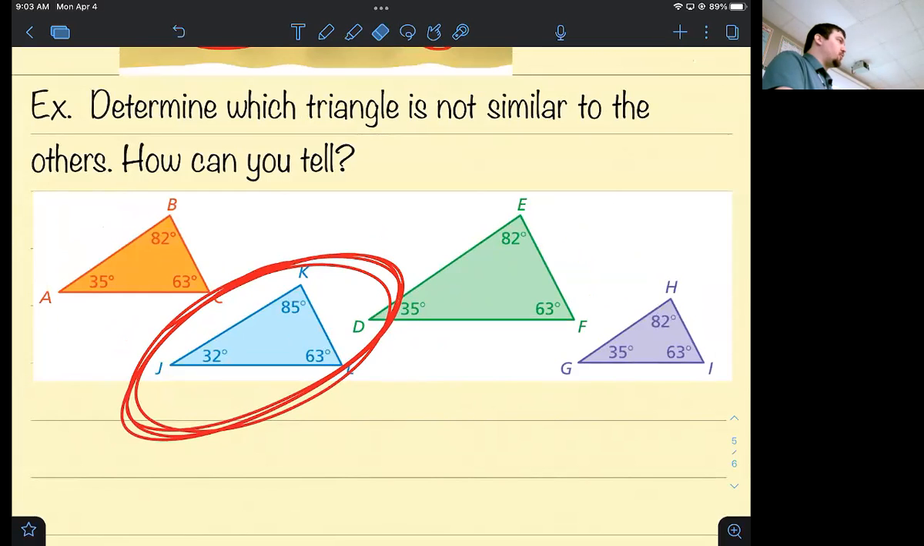What about their side lengths? Are their side lengths going to be proportional if the triangles aren't similar? Nope, they won't be proportional. So we wouldn't be able to do what we just did with the palm tree problem, for example.